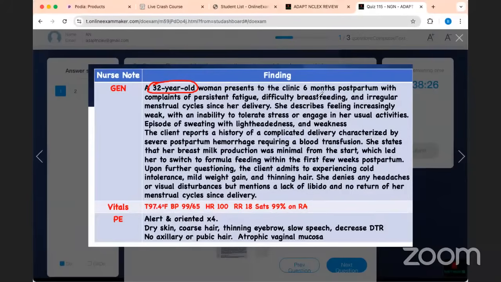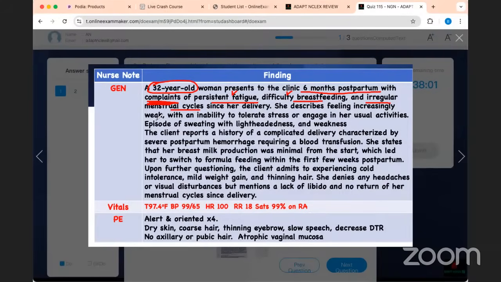A 32-year-old woman presents to the clinic. She's 6 months postpartum. She already delivered a baby. Complaining of what? This is the chief complaint I told you. You have to always focus on the first two lines. Persistent fatigue. We have fatigue. Difficulty breastfeeding. She can't breastfeed and menses are irregular, right?